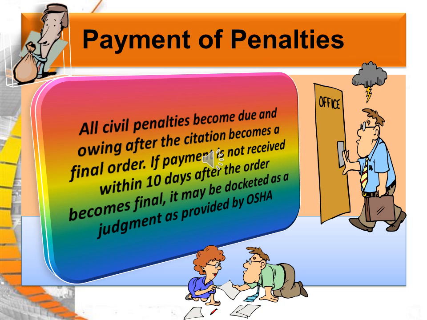Payment of penalties. All civil penalties become due and owing after the citation becomes the final order. If a payment is not received within 10 days after the order becomes final, it may be docketed as a judgment as provided by OSHA.